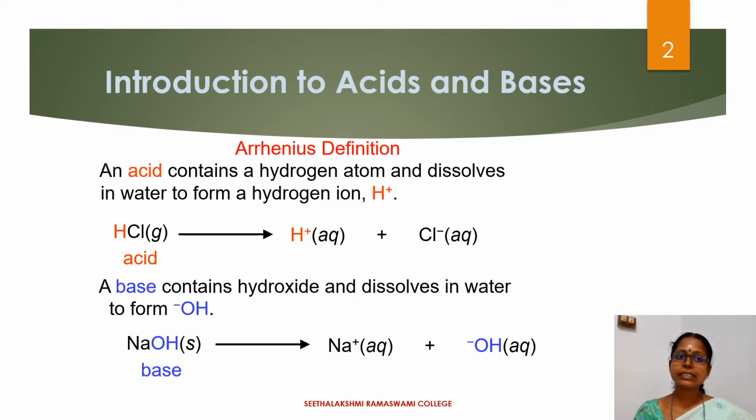As per Arrhenius' definition, an acid contains a hydrogen atom and dissolves in water to form H+ ions, whereas a base contains hydroxide and dissolves in water to form OH- ions. As you see here, HCl, hydrochloric acid, dissolves in water to form H+ and Cl- ions, whereas NaOH, which is sodium hydroxide, dissolves in water to form Na+ plus OH- ions.